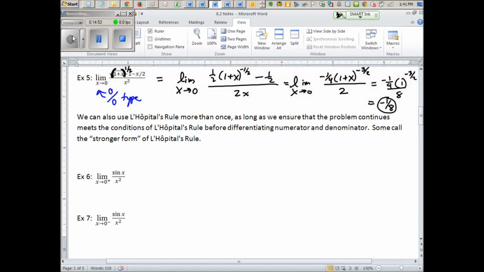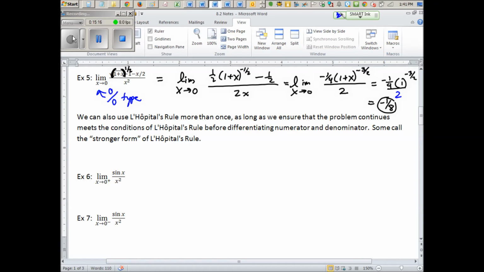This problem would be quite challenging if we had used conjugates. Yes? You wrote... Oh, I wrote over 8 for no apparent reason. This should have been a 2, thank you. I know. Got ahead of myself because I knew the answer had an 8 on the bottom.